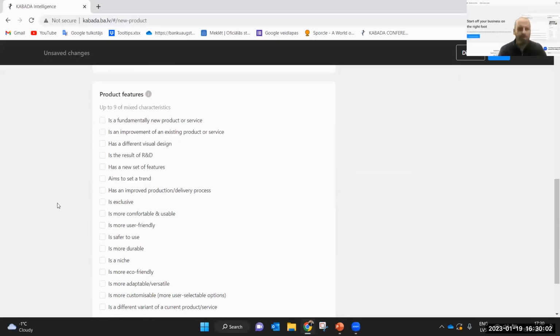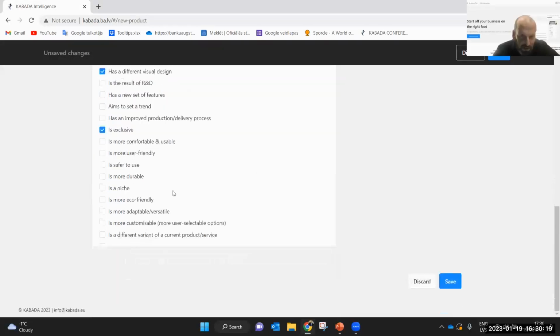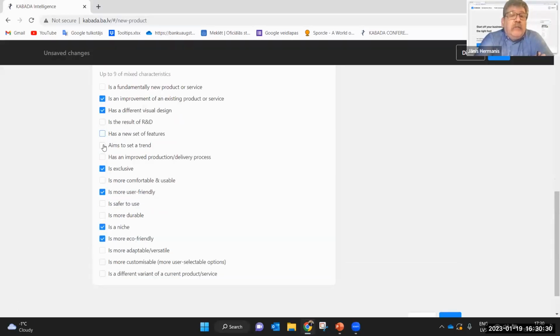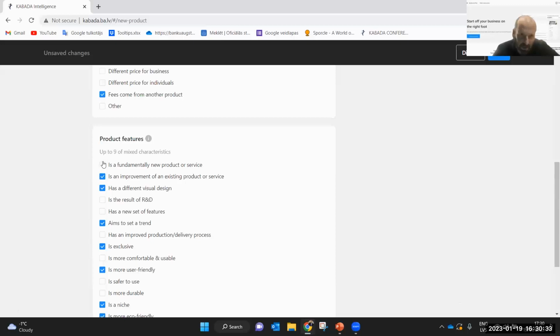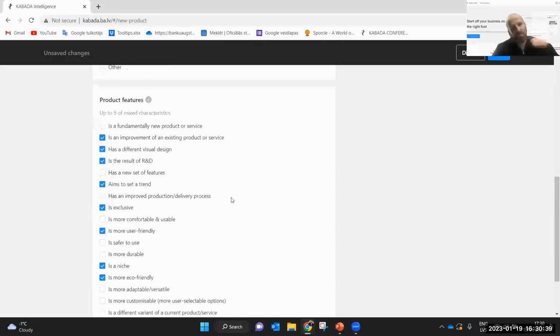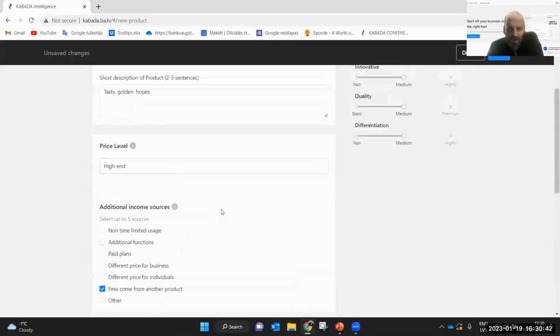And what about the product features? You see, we can add up to 9 product features. Is it an improvement of an existing product or service? Has a different visual design, right? It can be a niche. More eco-friendly, I think. Aims to set a trend, perhaps. And is a result of our research and development. Okay, good. So it's enough.